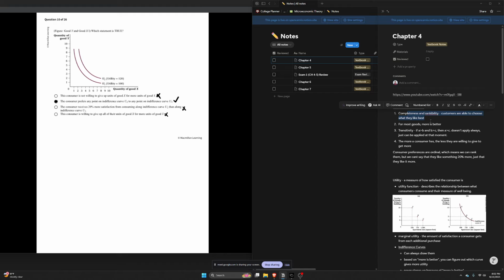That's not true. If that were true, then what would it look like? I think it would look horizontal.